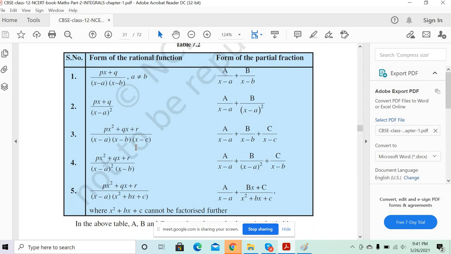Written? Any questions, any doubts, Vijay? No, sir. Clear. Okay. Now write on the second one.